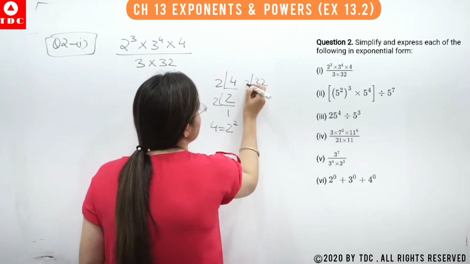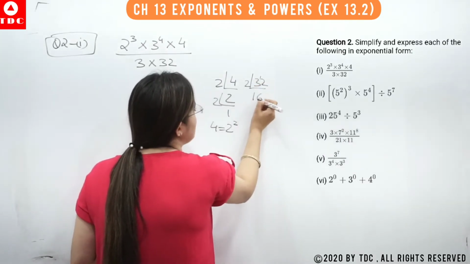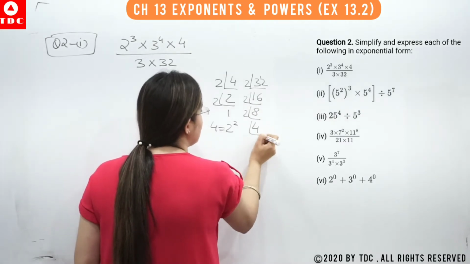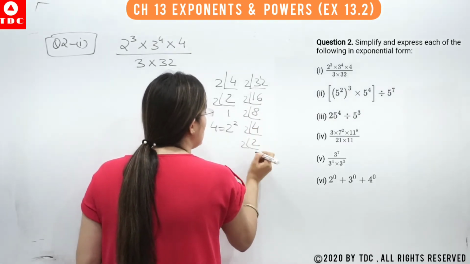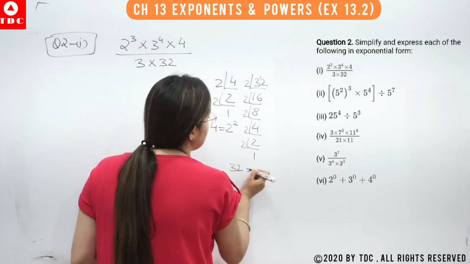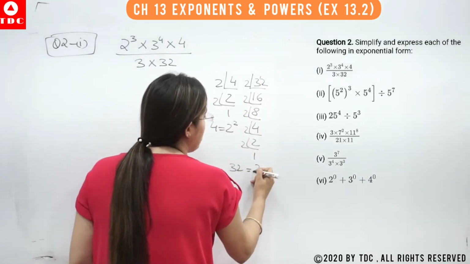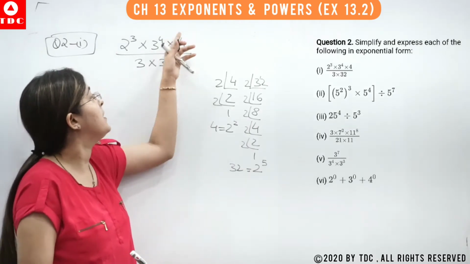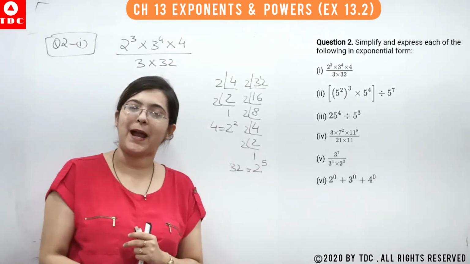And let's factorize 32. 2 1s are 2, 2 6s are 12, 2 8s are 16, 2 4s are 2, 2 2s are 4, 2 1s are 2. That means 32 could be written as 2 to the power 5. So our first step will be to convert the composite numbers into prime.